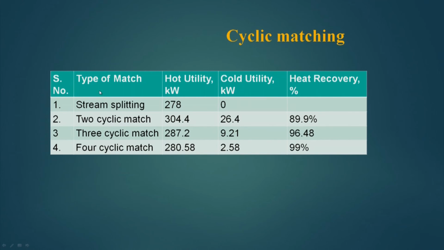So, when I am increasing the number of cyclic matches, I am moving towards the hot utility requirement and cold utility requirement as given by the stream splitting topology, but number of units are increased. So, I am saving energy at the cost of increased number of units.